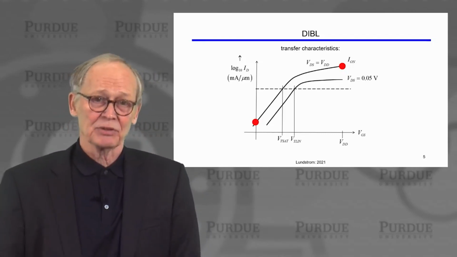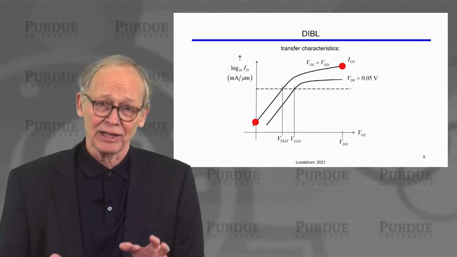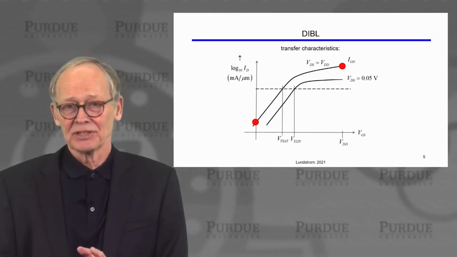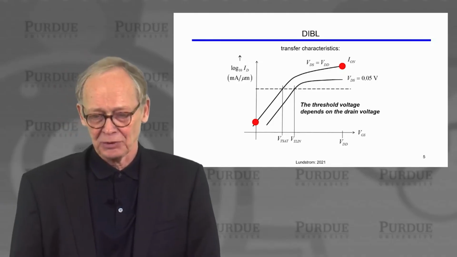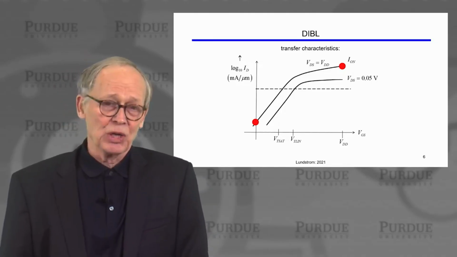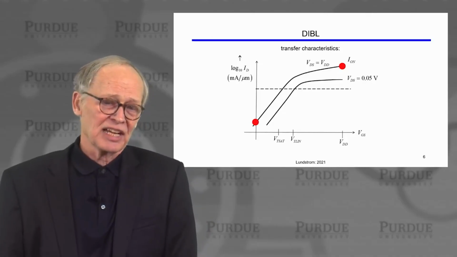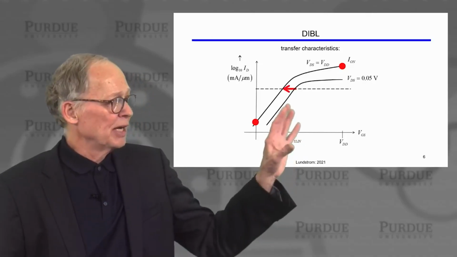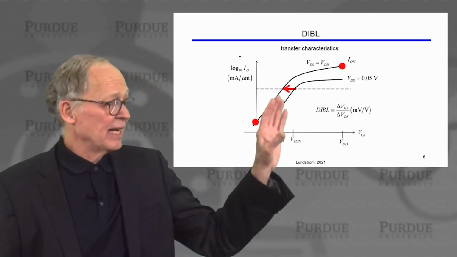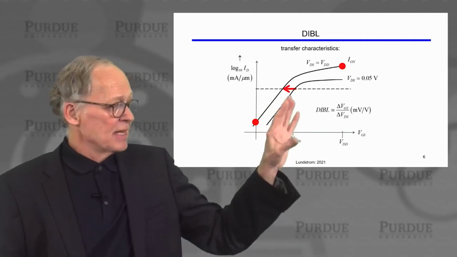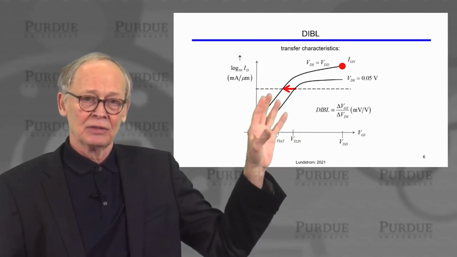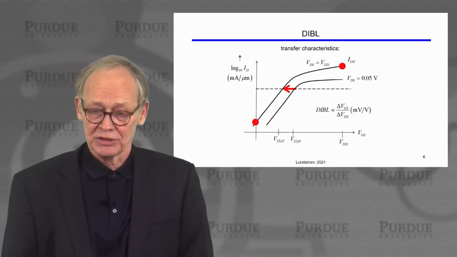So there are actually two different threshold voltages. That's not a desirable feature. Transistor designers try to make those two threshold voltages as close to each other as possible. And we measure that shift in threshold voltages actually in a slightly different way. We just measure the horizontal translation between these two curves, the change in gate voltage needed to maintain the current at a constant value while we change the drain voltage.